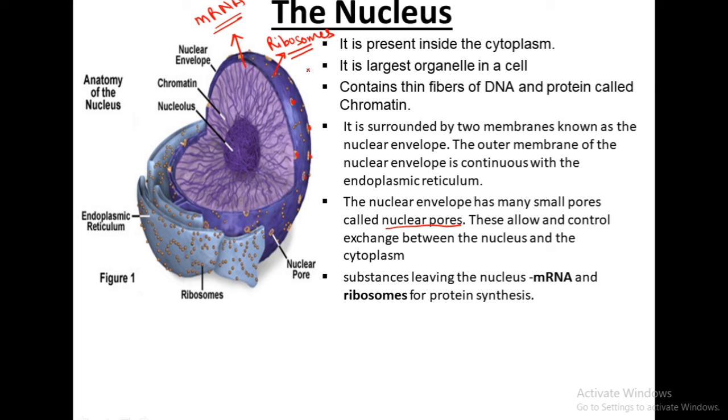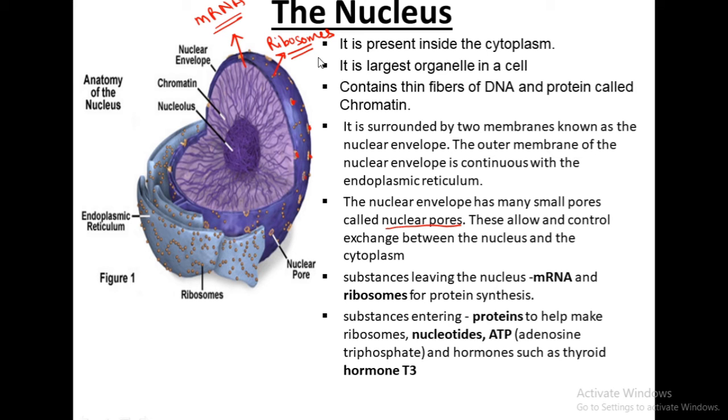So these are the two things which are leaving the nucleus for protein synthesis. Second thing is, the substances which are entering inside the nucleus through the nuclear pore are proteins to help make the ribosomes, nucleotides, ATP, and hormones such as thyroid hormone, T3 hormone. So these are the things which are entering inside the nucleus.